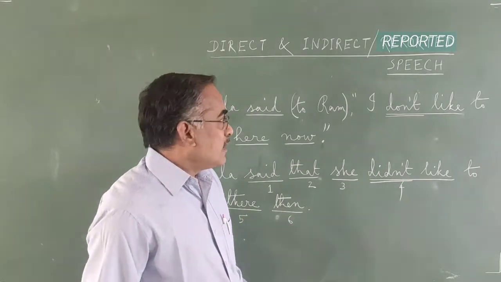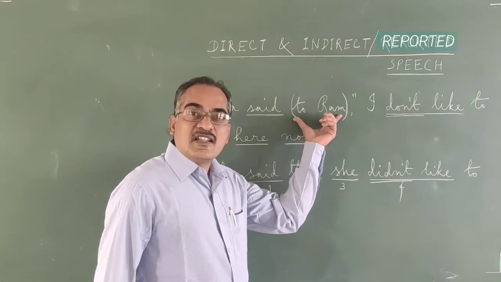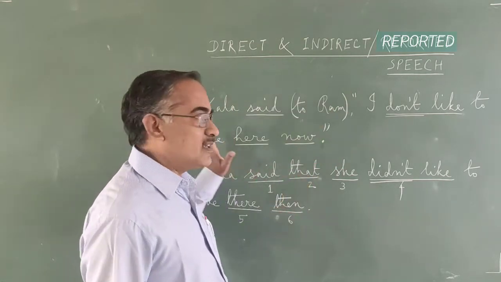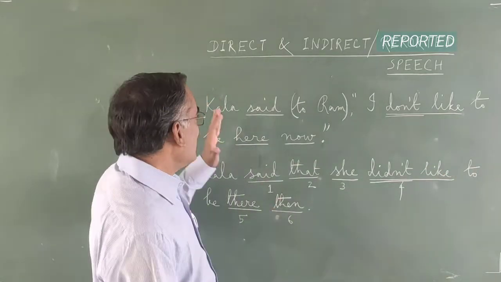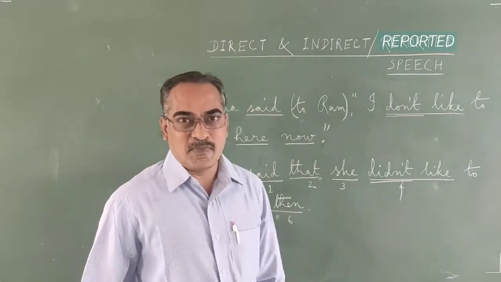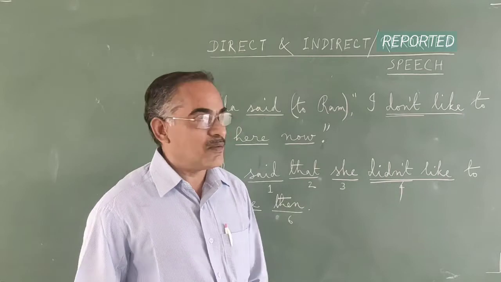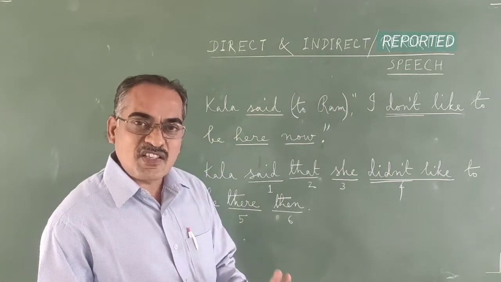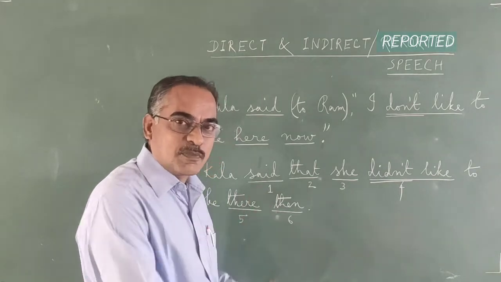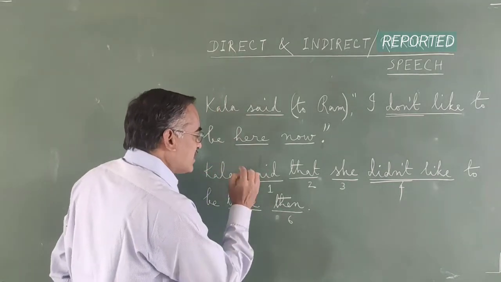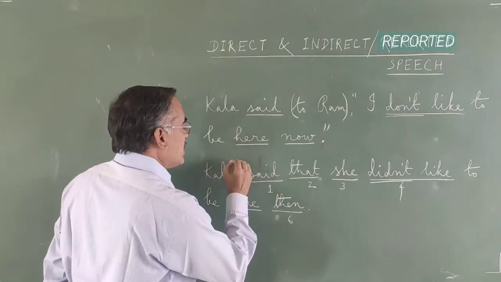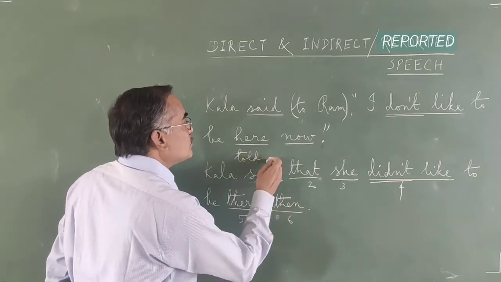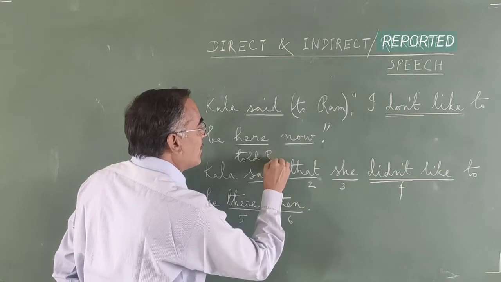Good. Now let's take this listener into consideration. Imagine now the listener is given here and let us read the sentence like that. Kala said to Ram, I don't like to be here now. In that case, the only change in the indirect speech is instead of said, we will be writing told. Told should be followed by the listener, Ram.